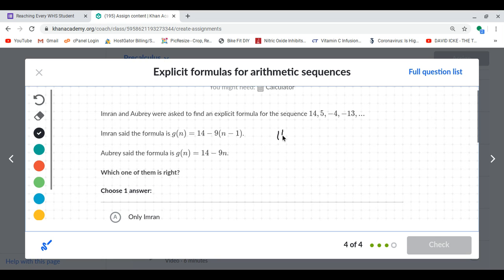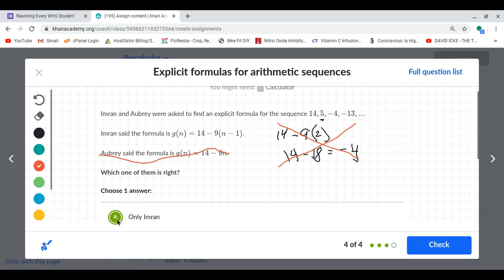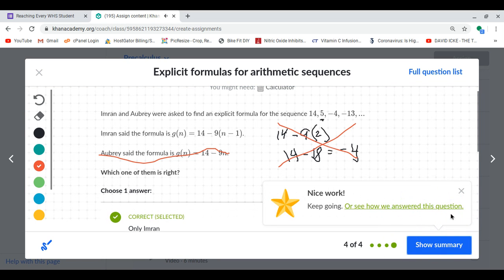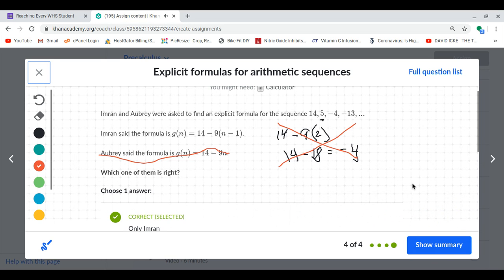So let's check it for the second term. So 14 minus 9, second term, we're going to put in a 2. So we're going to have 14 minus 18. So we're going to get negative 4. But the second term is 5. So that does not work. So Aubrey is not correct. Okay. So only Imran is correct. We're going to check it. And look at that. We got perfect energy points. So we can upgrade our avatar.